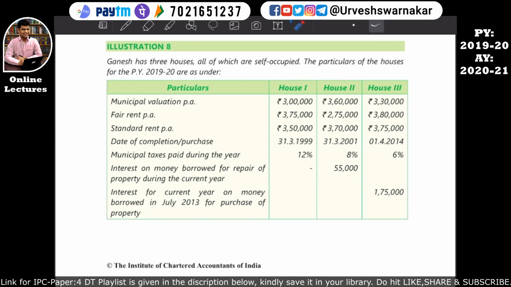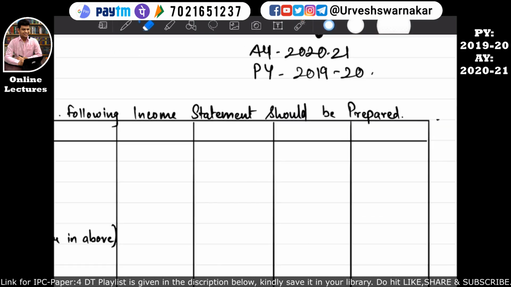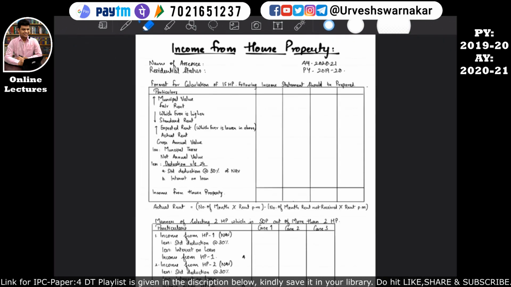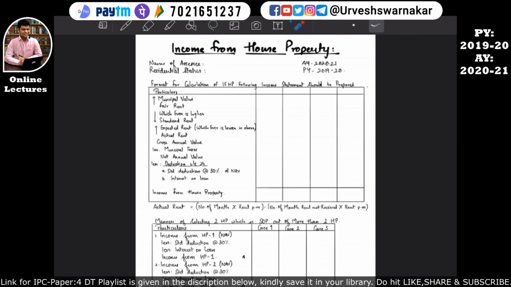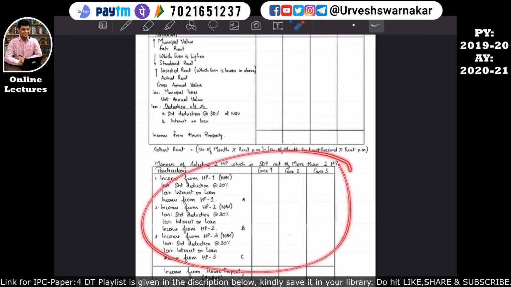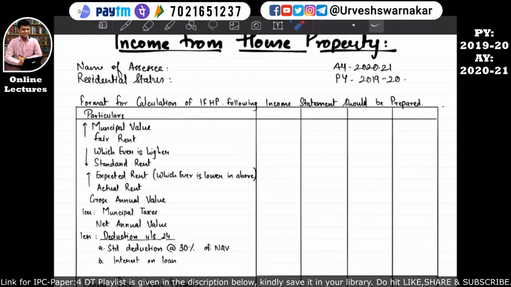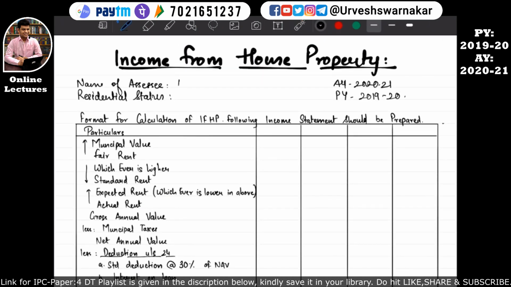So let's move to our format and feed these details as given in the question. I'll show you how to utilize our format in case the exam asks this kind of question. That's why this format had this second table, and I'll show you how to utilize that second table also. We'll write the name of our assessee, that is Mr. Ganesh. Residential status is not given, so we will assume resident and ordinary resident.